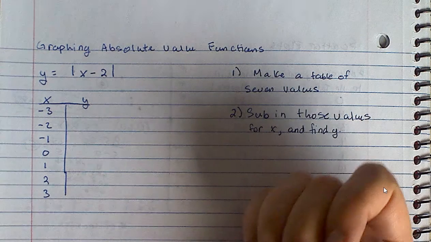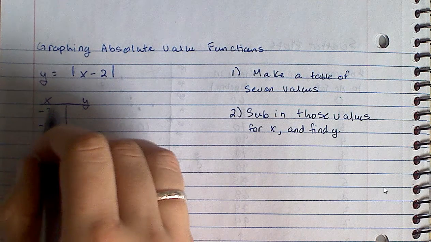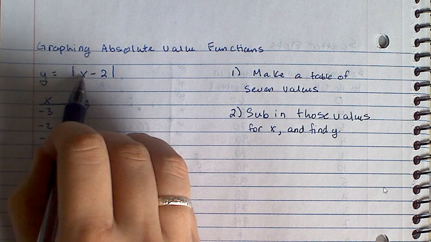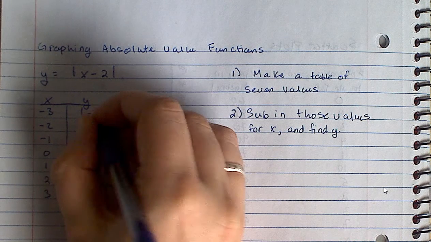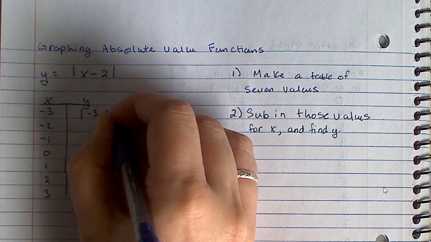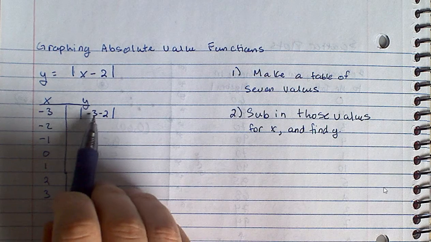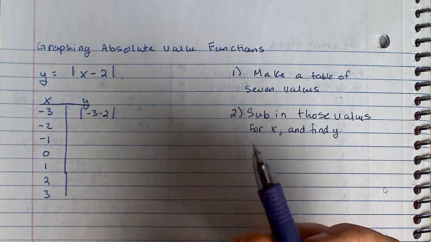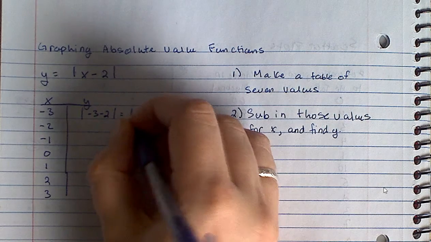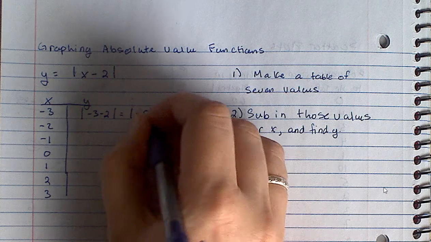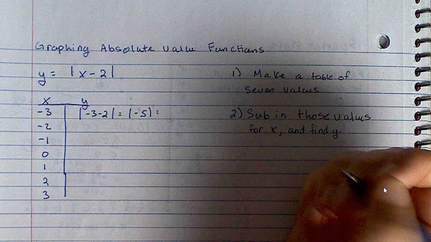Okay? So we're going to take this value, which is what the x is, and put it in for x. And so we're going to do absolute value, -3 minus 2, absolute value. So now we've got to evaluate this. What is -3 minus 2? Anybody? -5. So this is absolute value of -5. What's the absolute value of -5? Just plain 5, right?